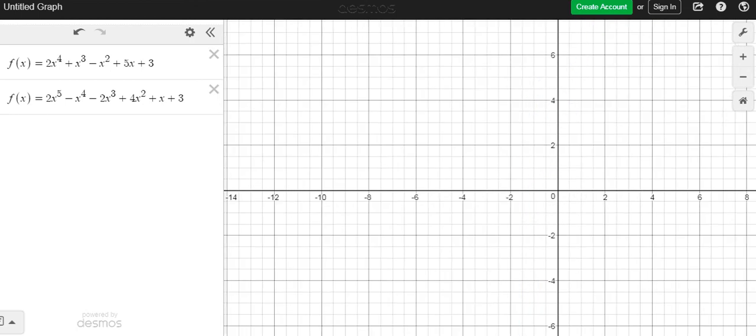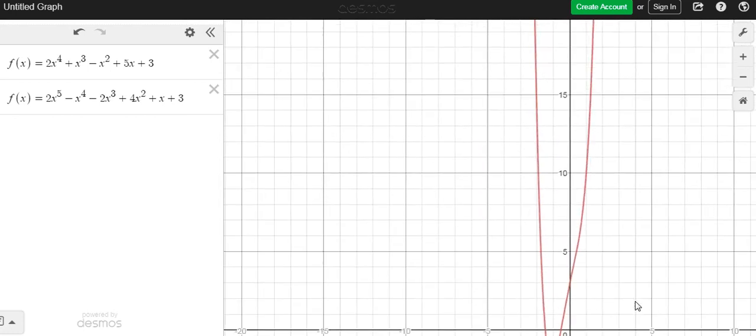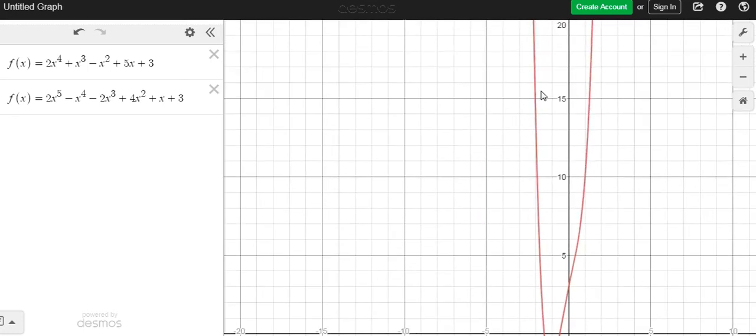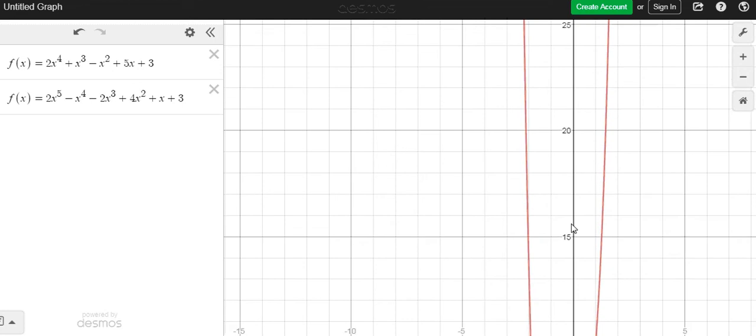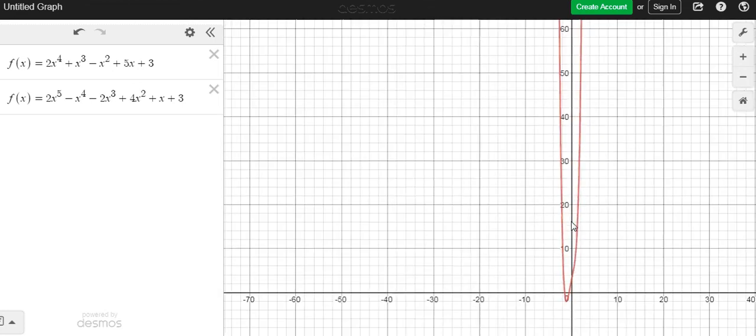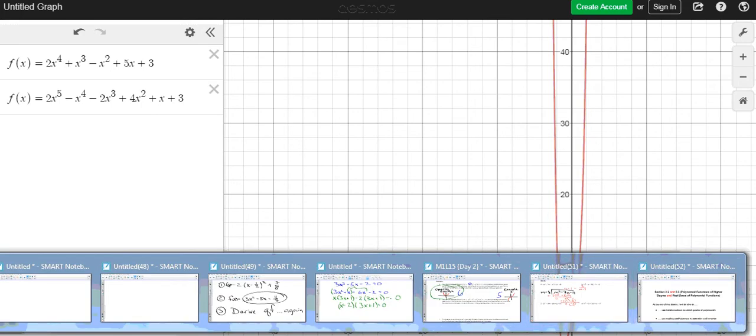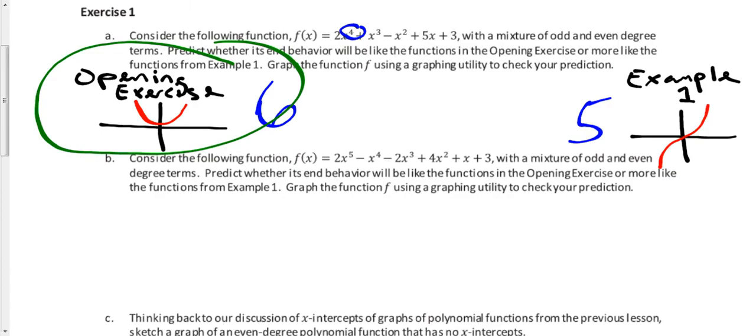Let's go back to that x to the 4th one. How high do you think it goes on the right? And it goes high on the left too, doesn't it? Goes forever. And there's a very good reason for that we'll get to in the near future.